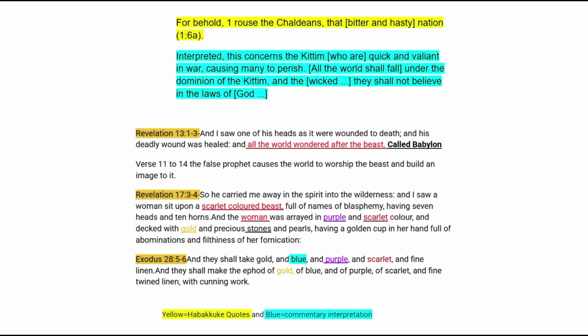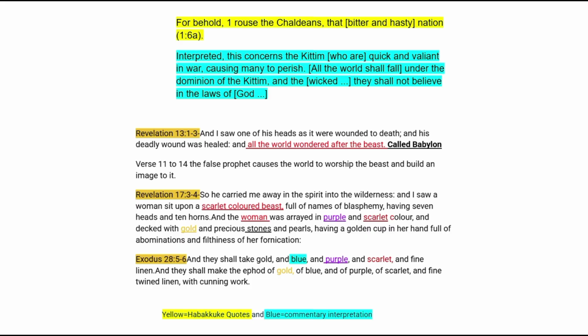Now, I want to draw your attention to something really specific here, which is what colors this evil woman is wearing. What are the colors that she's wearing? She's wearing scarlet, purple, gold, and then she's wearing a bunch of stones. Now, there's one other group of people that we've seen in the Bible that wear those exact colors, or at least very similar colors.